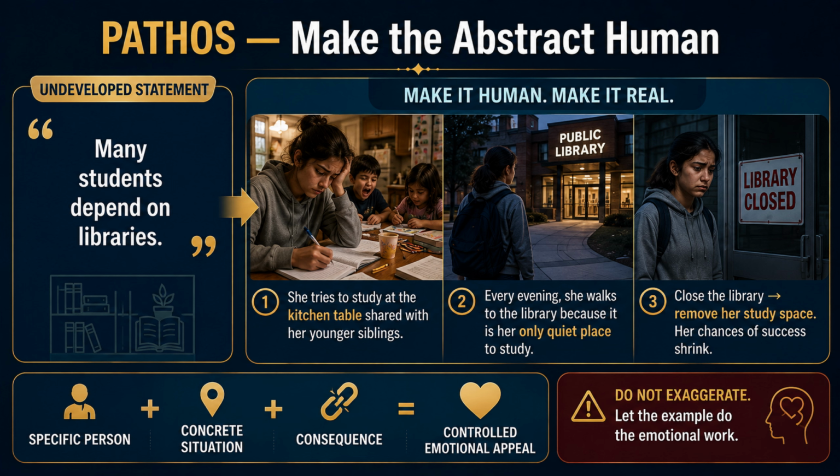Pathos, or emotional appeal, also works best when it is controlled. Saying, "Many students depend on libraries," is relevant, but undeveloped. Instead, ask the audience to picture a student preparing for final examinations at a kitchen table shared with younger siblings. Every evening, she walks to the library because it is the only quiet place where she can study. Then explain the consequence. Close that library, and you have not simply removed a building. You have removed her study space. Now the problem is no longer abstract. It is human.